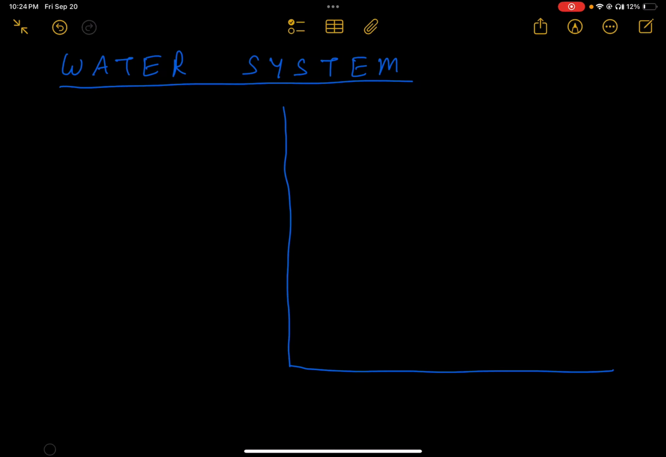Water can exist in three possible phases, namely solid, liquid, and vapor. Hence, there can be three forms in equilibrium, that is, liquid vapor equilibrium, solid vapor equilibrium, and solid liquid equilibrium.